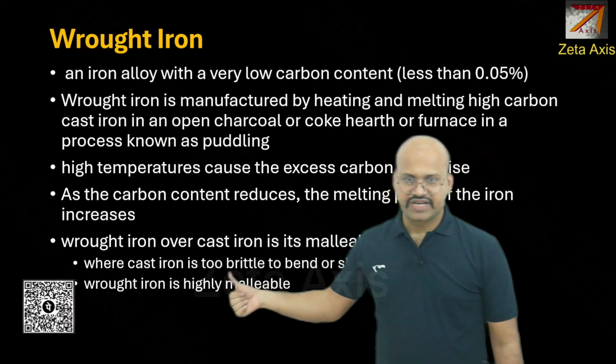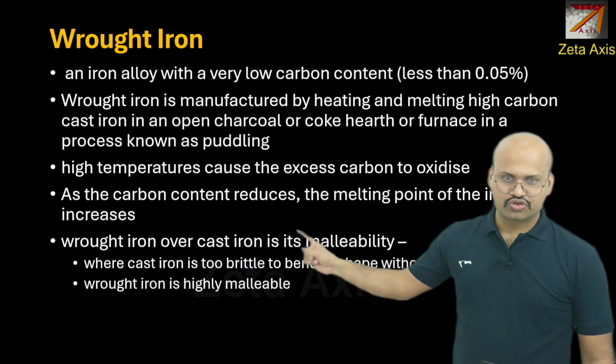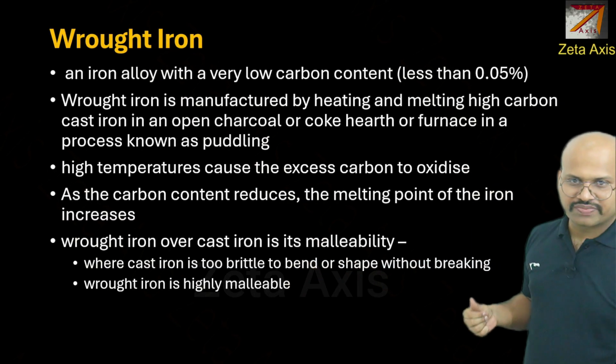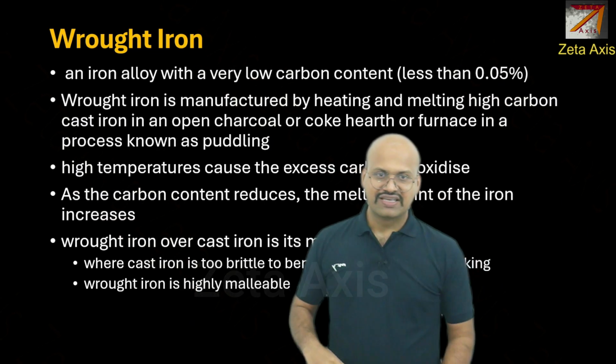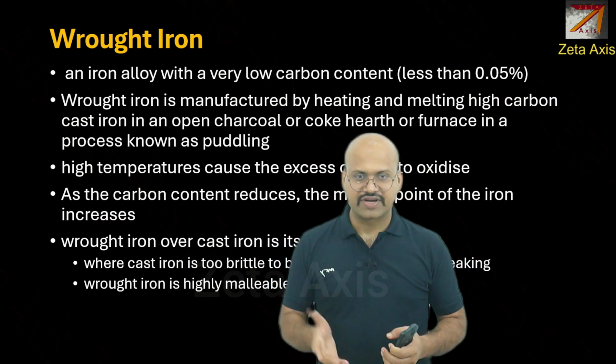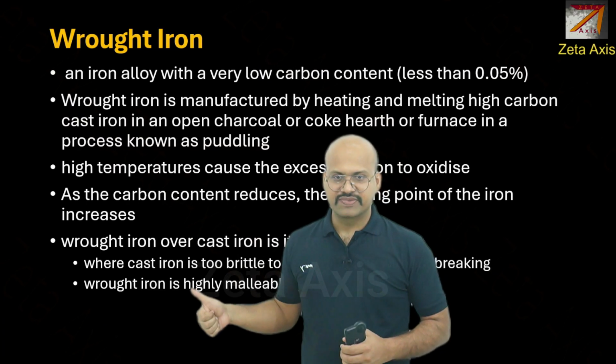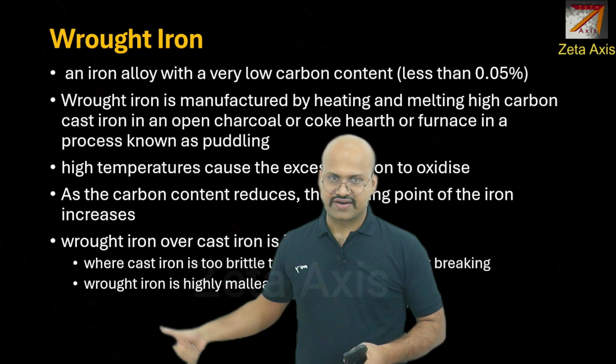Cast iron has high carbon content, therefore it is too brittle to bend or shape without breaking it. Well, wrought iron is highly malleable. That is, it can be changed into different shapes by hammering. And that is why the ironsmiths will generally use this kind of iron.